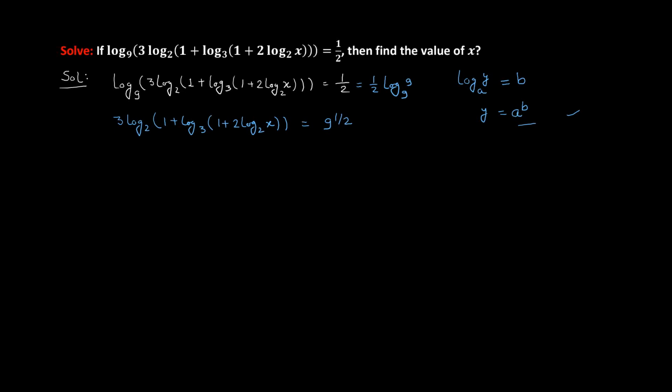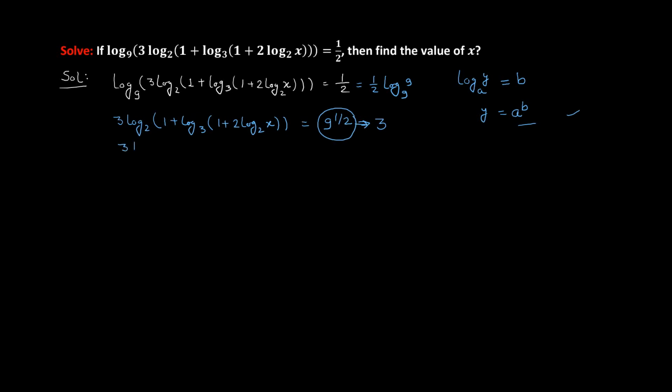Either way, since the base is common on both sides, we can write it like this. Now this becomes 9 to the power 1 by 2. It means the square root of 9, so we can write it as equal to 3. So here 9 to the power 1 by 2 equals 3.